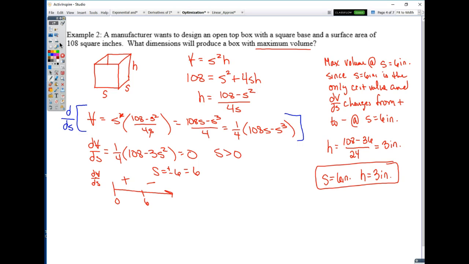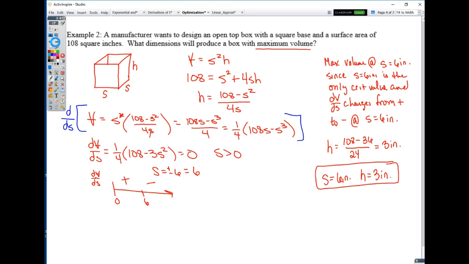What? I never took the derivative of 108. Oh, you're talking about here? Because that wasn't a 108, that's a 108S. Because the first thing I realized is that this is just going to be an S times 108 minus S squared over 4. And then when I distributed my S into the problem, 108 has an S. Now I'm up to an S cubed.